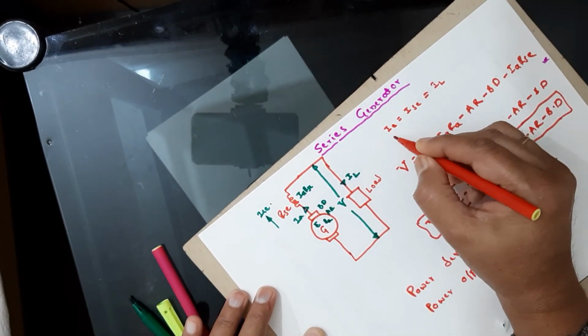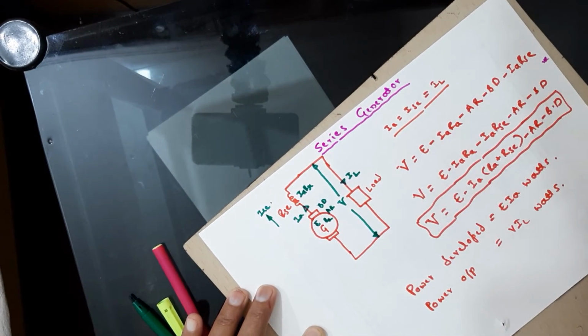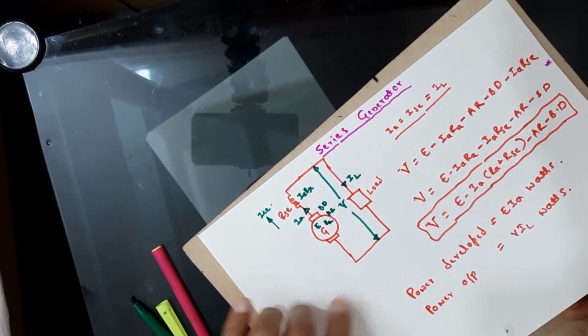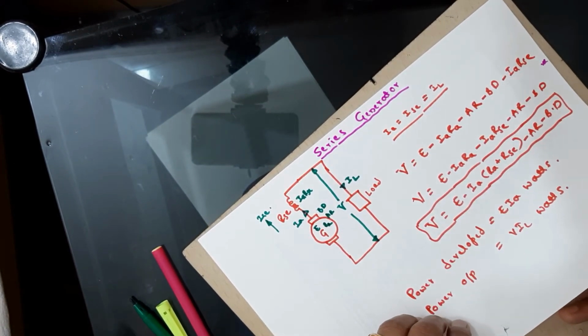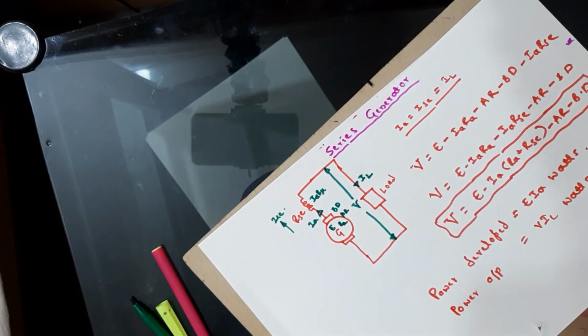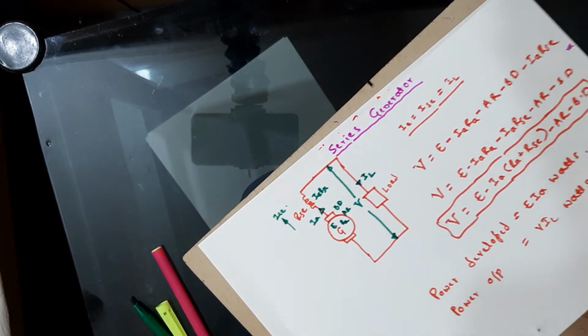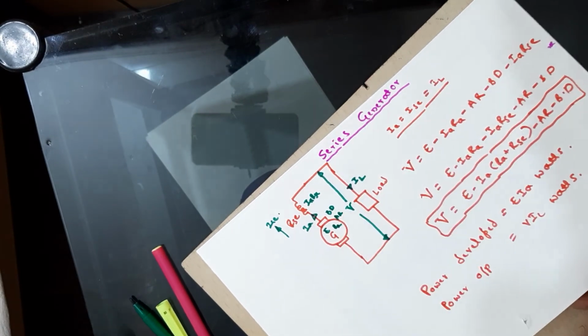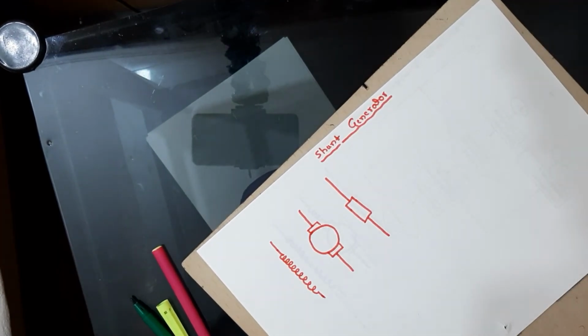This relation is very important. In the case of series machine, all the currents are same. Then the relation for V is E minus IA into RA plus R series, because here in the series there is a drop in the series field also. Because of that also you have to deduct the series field drop. Then we'll move on to the shunt generator.